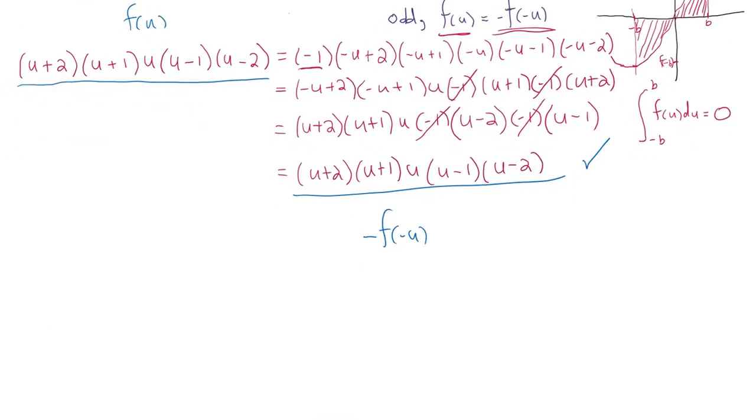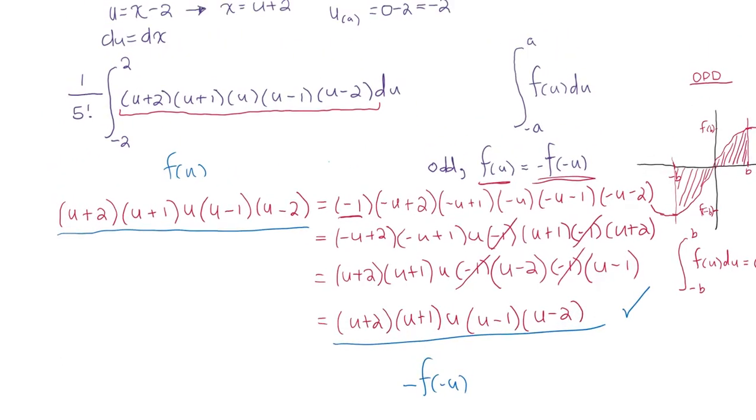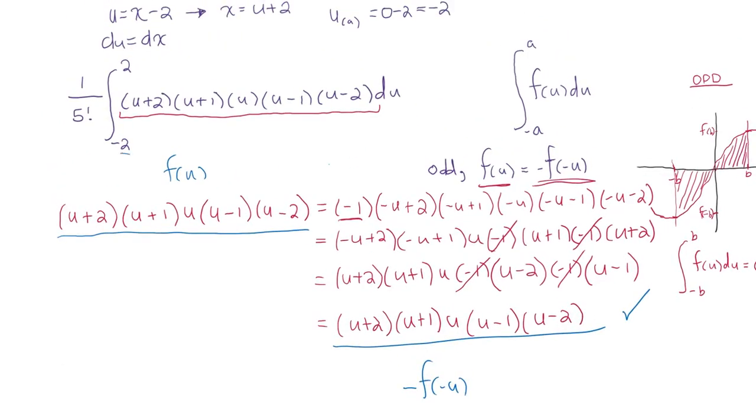And since we are taking the integral from negative 2 to 2 of an odd function, it doesn't even matter that we're multiplying by this constant, because a constant times 0 is still 0. We can deduce that the answer to this is 0.